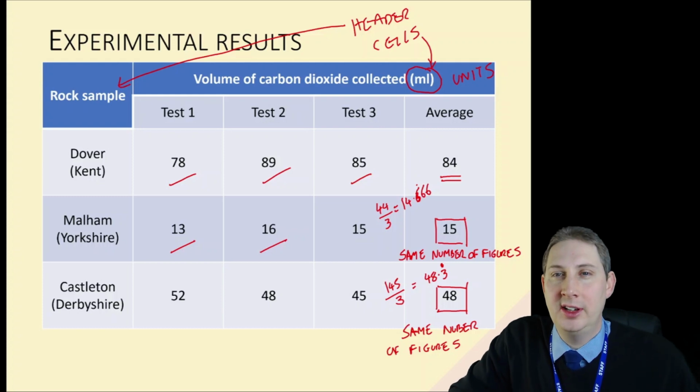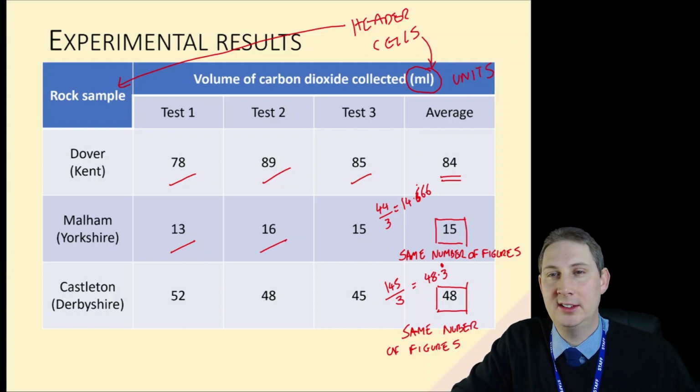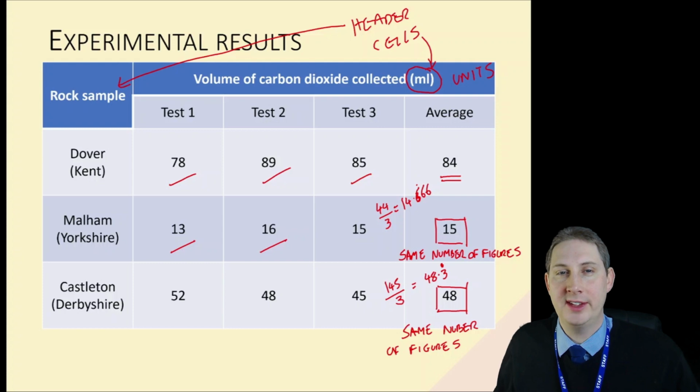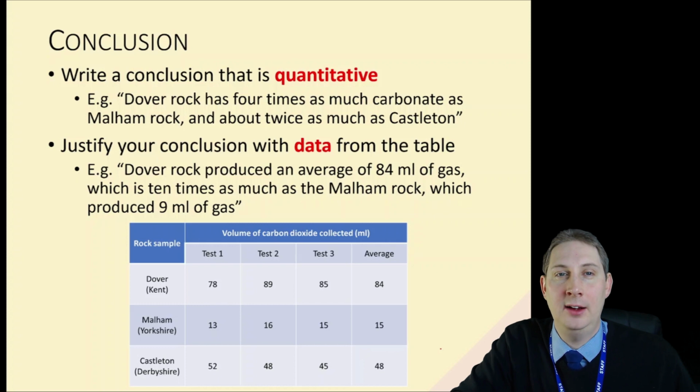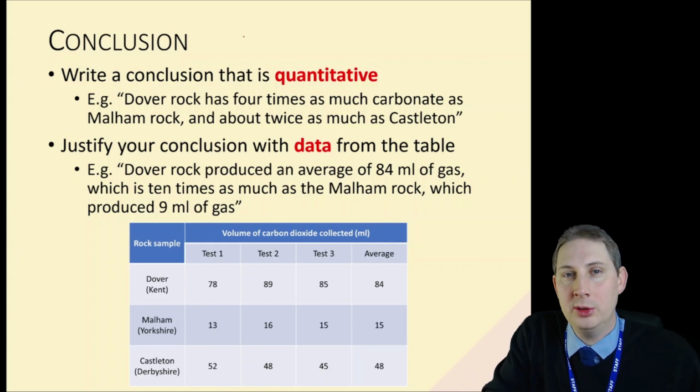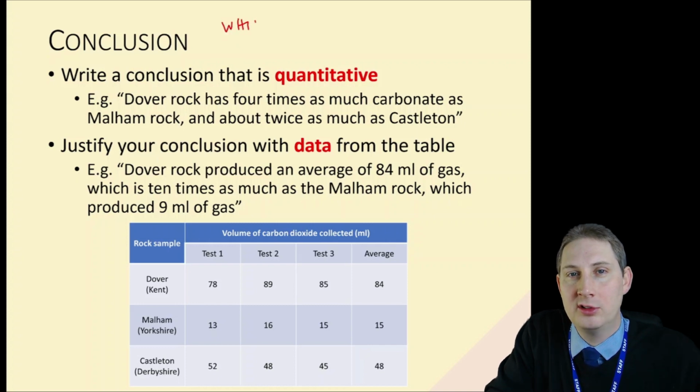And this is true whether you're doing chemistry, biology or physics. You should never give an average that is more precise than the data you collected. And you're going to need to copy down this results table as well. Having written down the diagram and the results table, you need to write a conclusion that is quantitative. Remember, what you are trying to work out is which sample of rock contains the most limestone.